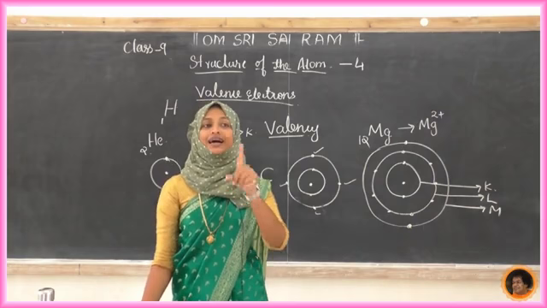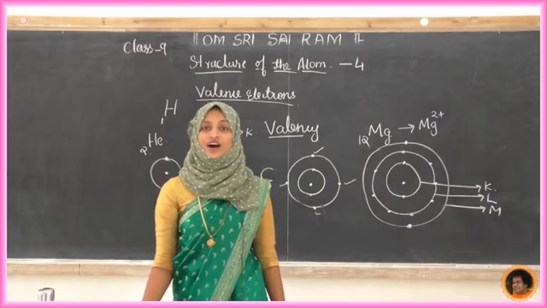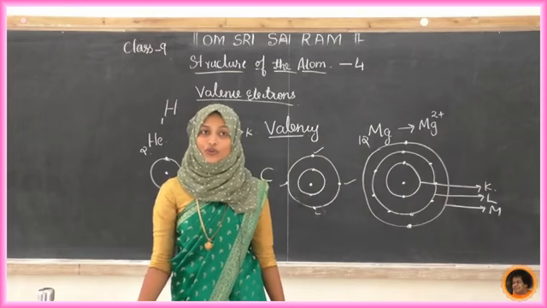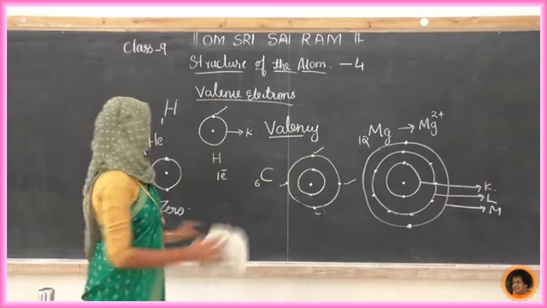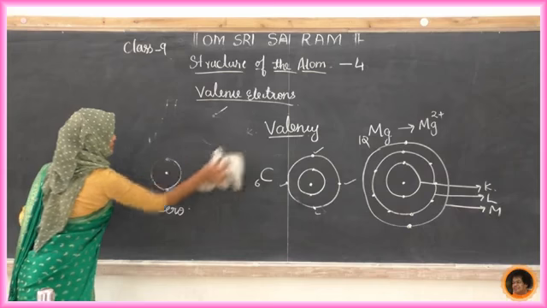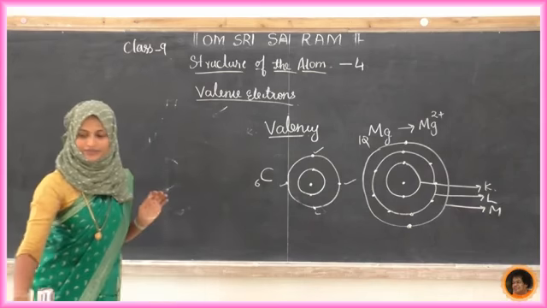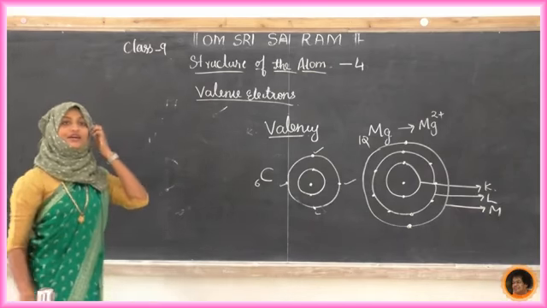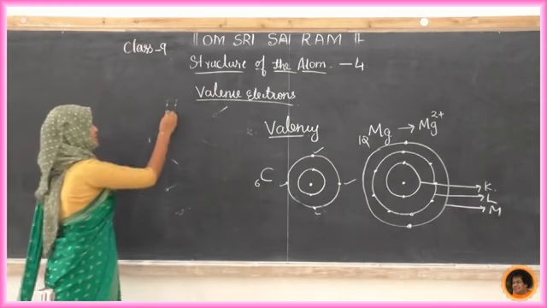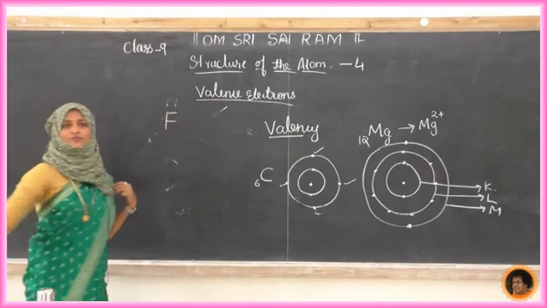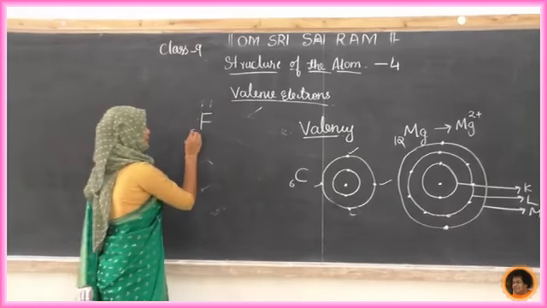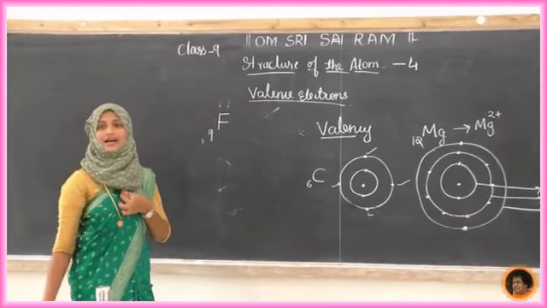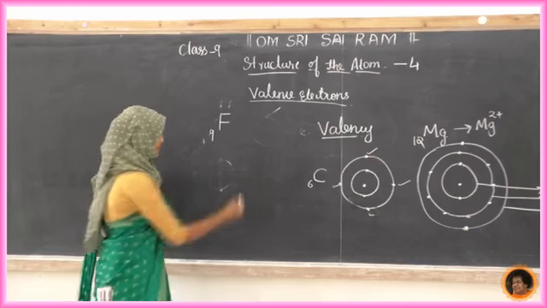Just try out aluminium, argon, fluorine, oxygen. Okay, here I will write one more structure, student, along with me you have to write. Okay, we will try for fluorine. What is the atomic number of fluorine? 9. The atomic number of fluorine is 9. We will try the structure now. Yes, see here.